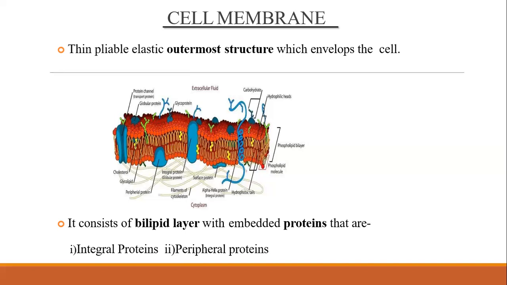Experiments on the viscosity of the membrane show that it has a fluid-like consistency. This fluidity allows movement of the lipid and the protein molecules within it, due to the fluidity and the mosaic arrangement of the protein molecules. This model is known as the fluid mosaic model. So what does it consist of? The bilipid layer and the proteins, that is, the integral proteins and the peripheral proteins.